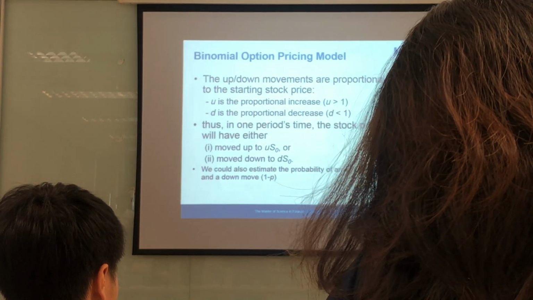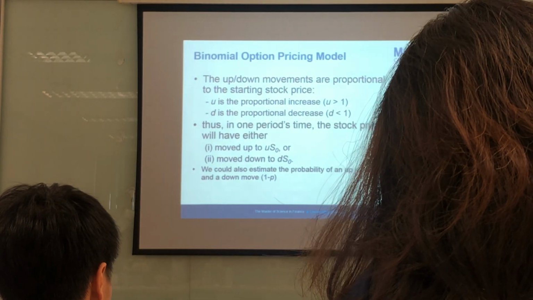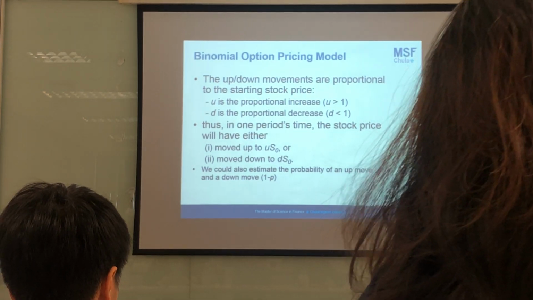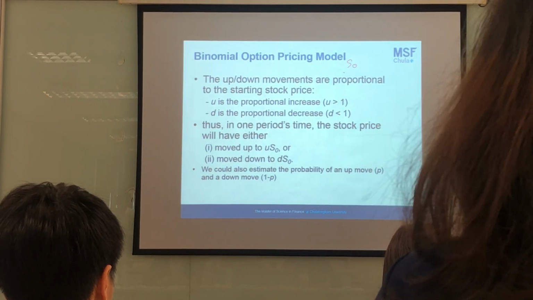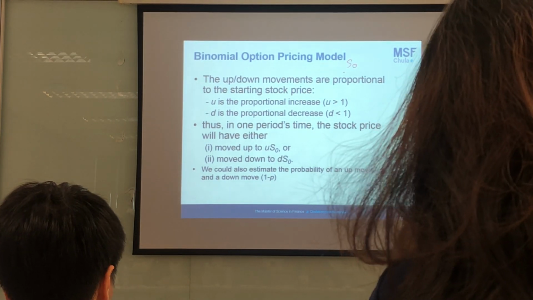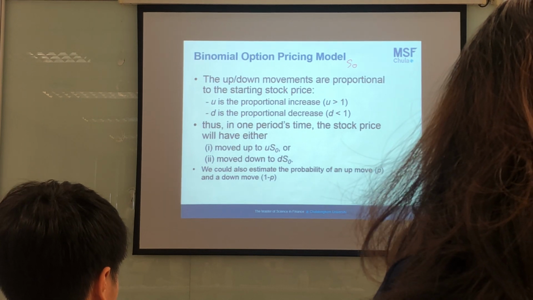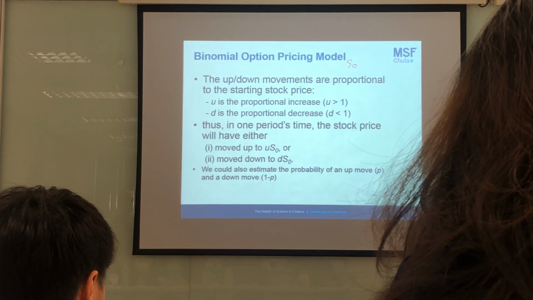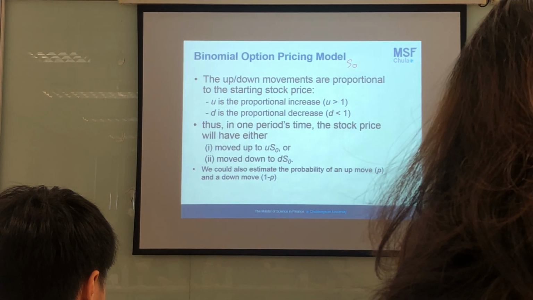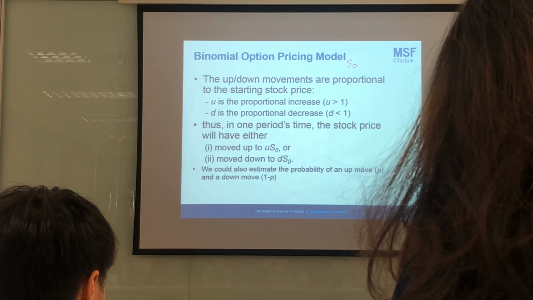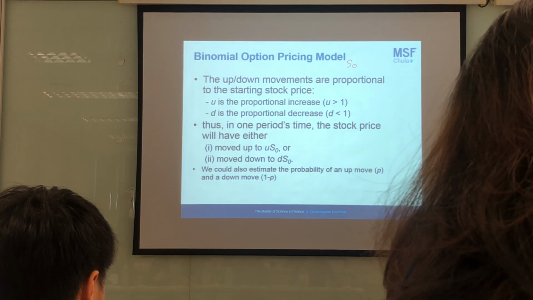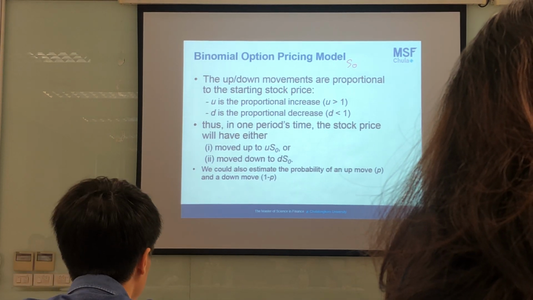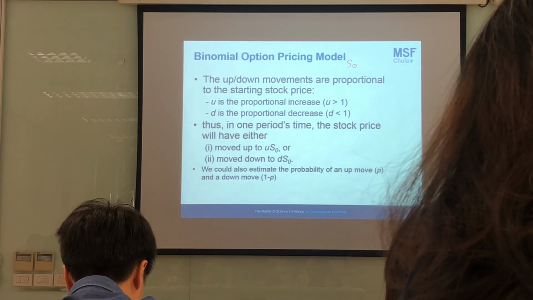Suppose that the value of the underlying asset today is equal to S0. Then you assume the proportional increase and decrease equal to U and D. Suppose you assume that the value of the stock may increase or decrease 10%.